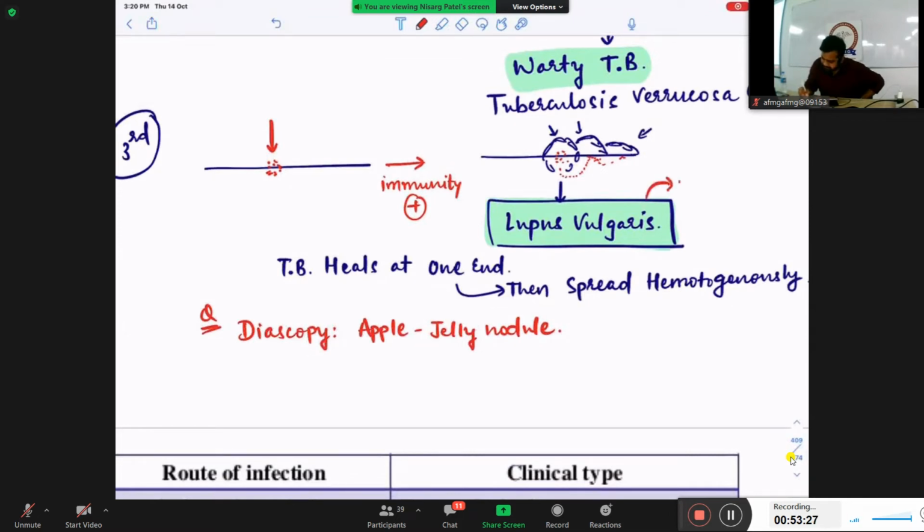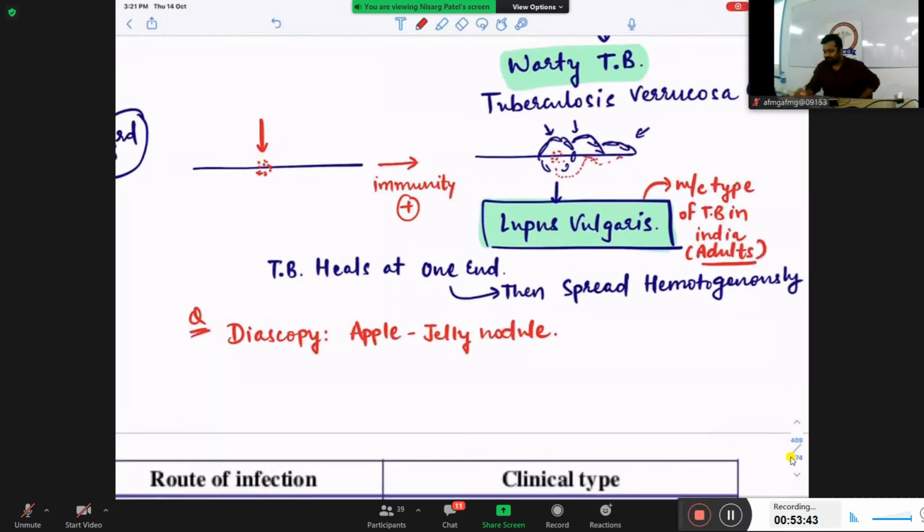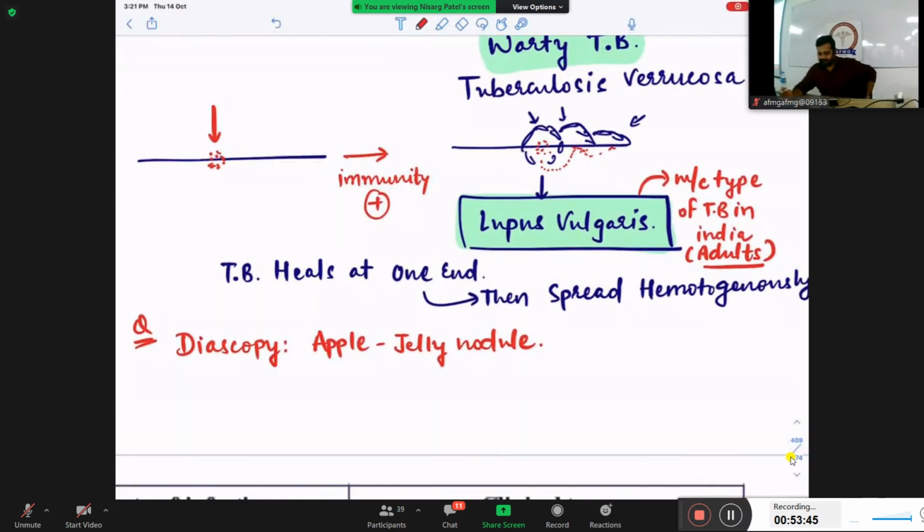Lupus vulgaris is the most common type of TB in India. But this is for the adults. Most common type of TB in India in adults is the lupus vulgaris.